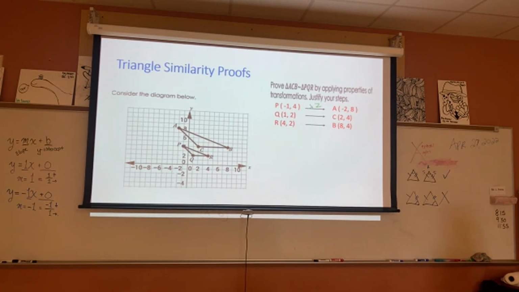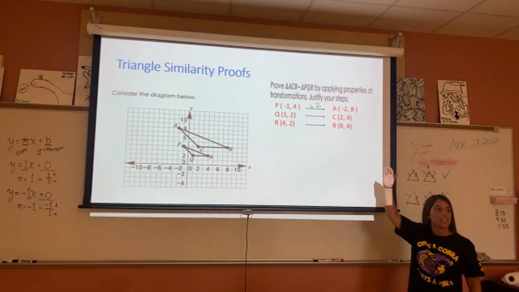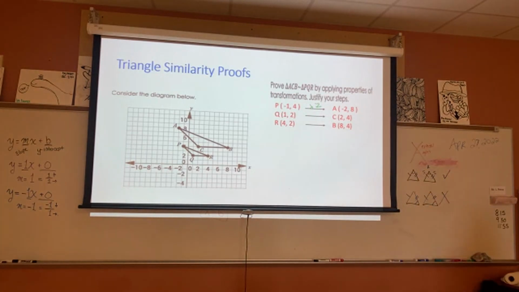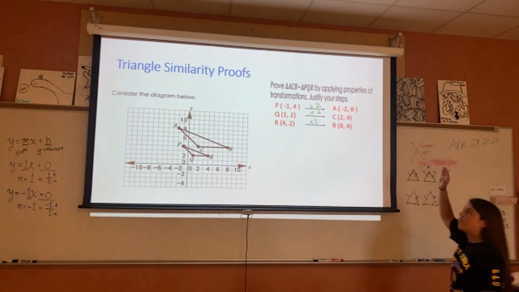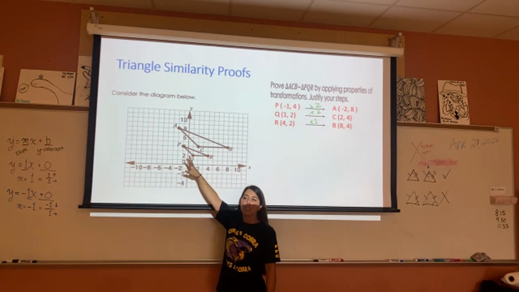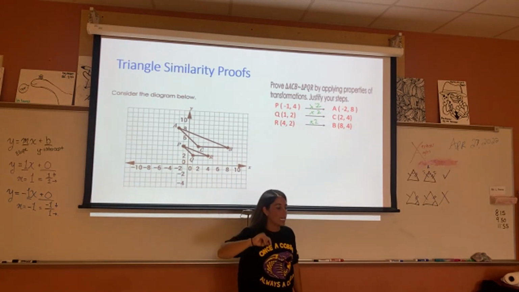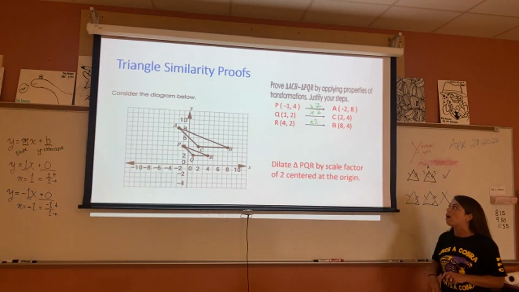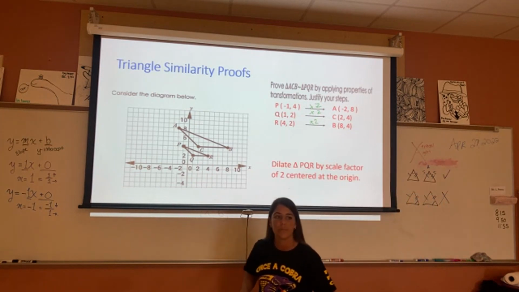Again, just like with translations, if this is really a dilation, that rule is going to be the same for everything. So I check it for Q to C. 1 times 2 is 2. 2 times 2 is 4. That rule is still the same. 4 times 2 is 8. 2 times 2 is 4. That rule works there. I know that figure PQR, when I multiply it by 2, will become triangle ACB, which just means I dilated triangle PQR by a scale factor of 2.